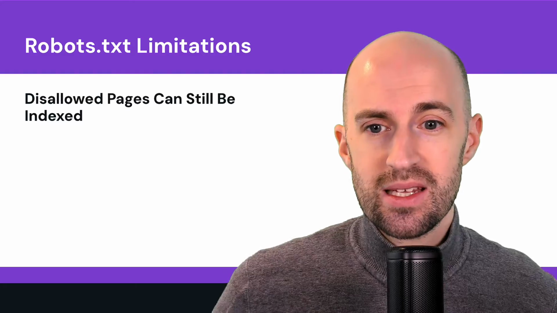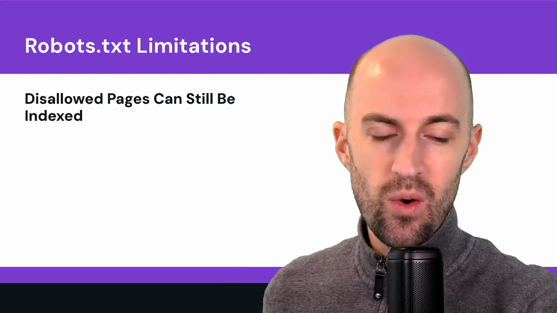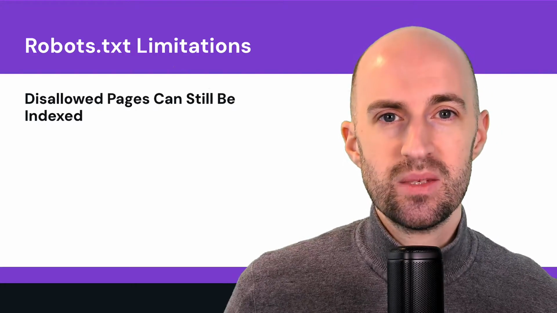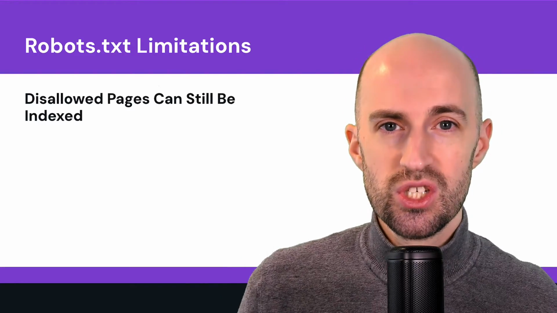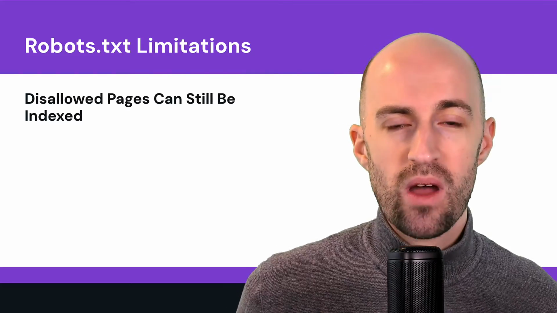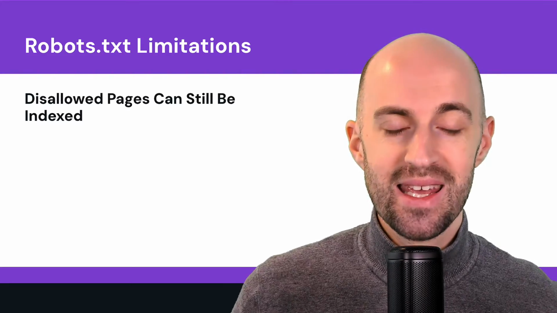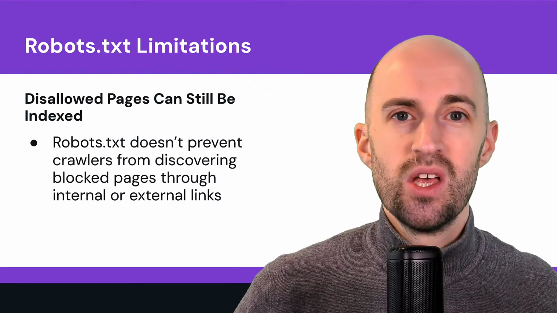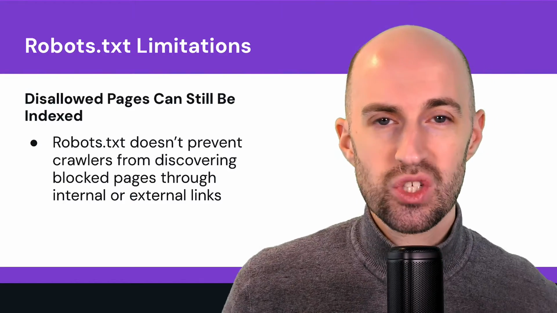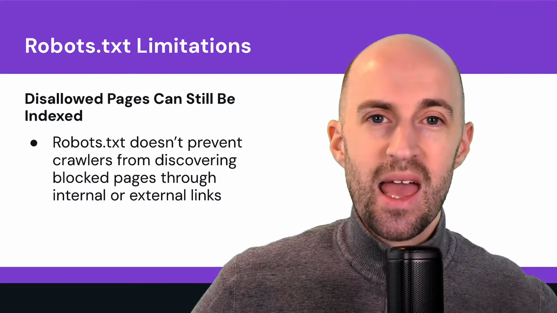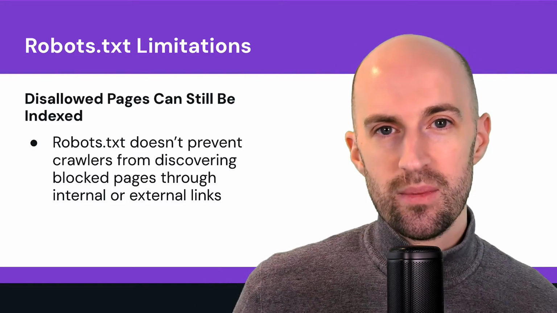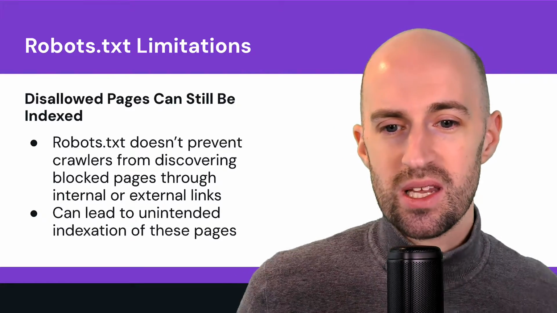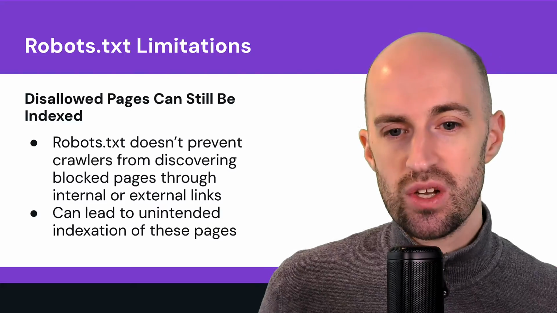Disallowed pages can still be indexed. Now, in the robots.txt file, there's a directive called disallow, and this basically tells search engines not to crawl those pages. However, they can still be indexed indirectly. Basically, it doesn't prevent it because search engines could discover links to those pages or those directories externally and crawl them that way rather than directly on the site. So just something to note. So this can lead to unintended indexation of those pages.